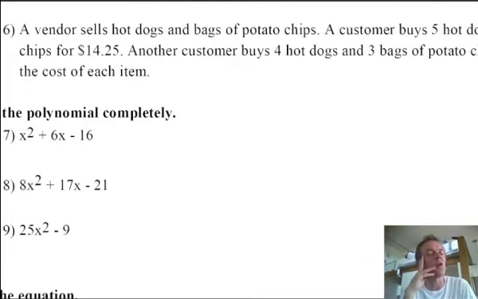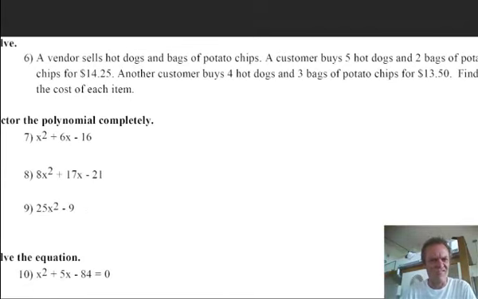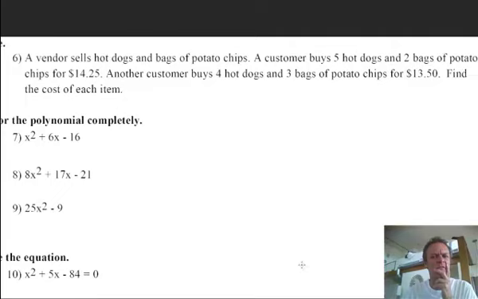Right, this vendor is selling hot dogs and potato chips. Let's have a look at this. I'll just make it a little bit smaller. So, 5 hot dogs and 2 bags of chips. Let's call the hot dogs X and the potato chips Y. So 5 lots of X and 2 lots of Y is going to cost you $14.25.